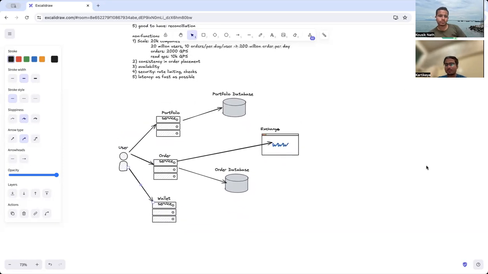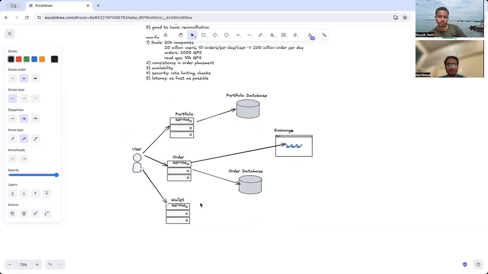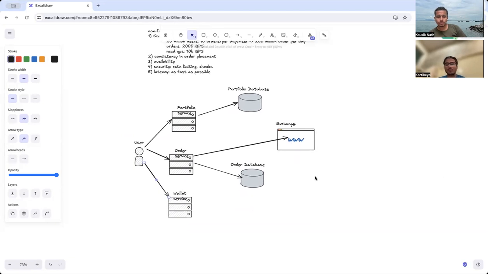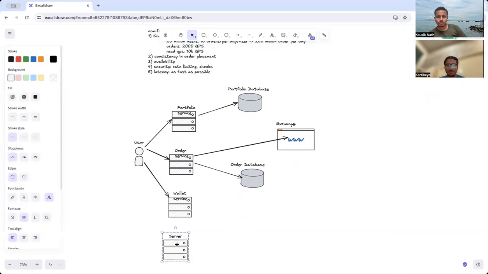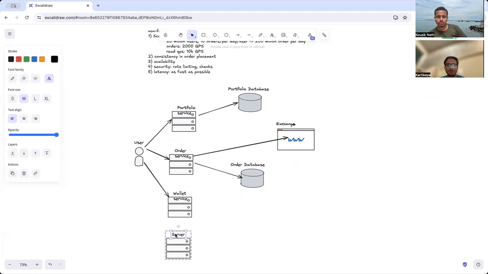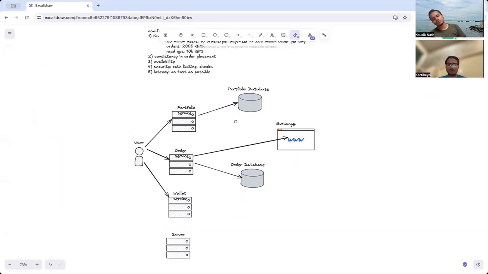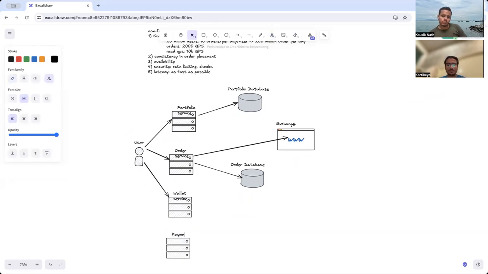Yeah. So to check the wallet balance, let's say a user wants to check their wallet balance, the call from the user will come to the wallet service. For the payment part, we will actually create a separate service. So payment actually means that the user pays money, and then that money gets added to their wallet. So let's call it payment service.